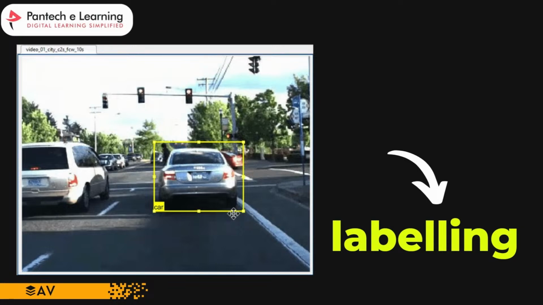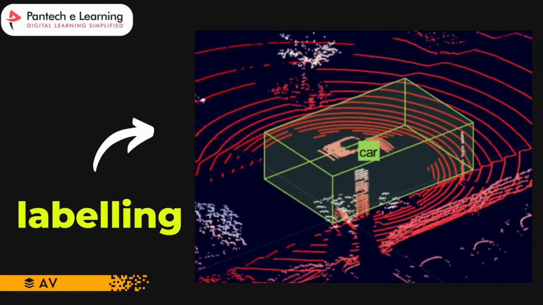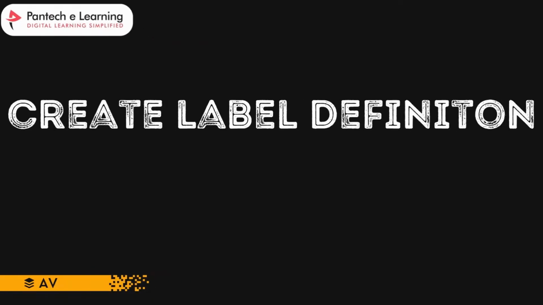Once you have defined the labels, you can apply them to specific frames in that sequence. That means marking or annotating the objects in the frames according to the defined labels. For instance, if there is a car in a frame, you would label it as a car. So this is what labeling is. We create label definitions, which contain information about the labels marked on the signals.